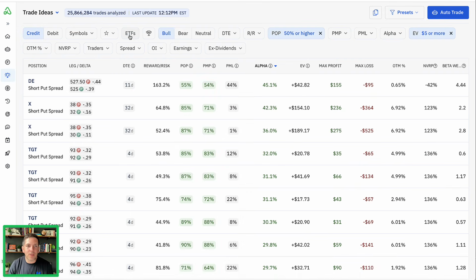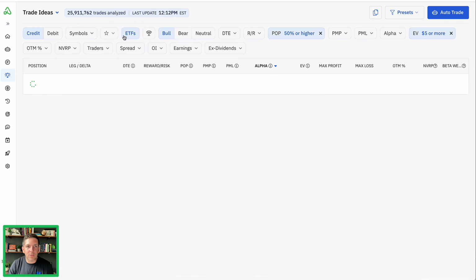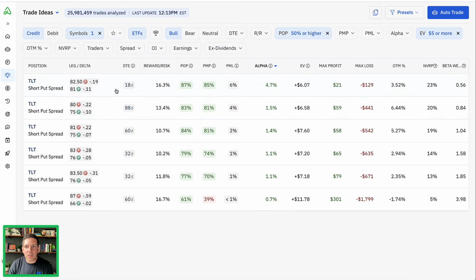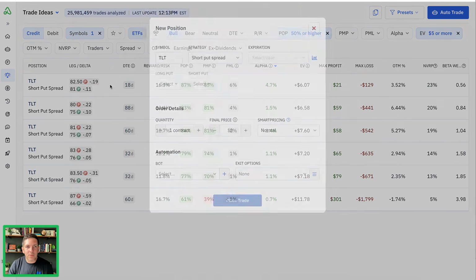So let's see if we can find some other examples here. This list, again, just completely changed as we were going through it. So let's do this, and we'll do, let's say, TLT. TLT is actually finding some trades right now. So here, let's look at some of these in here. We'll do this one right here.